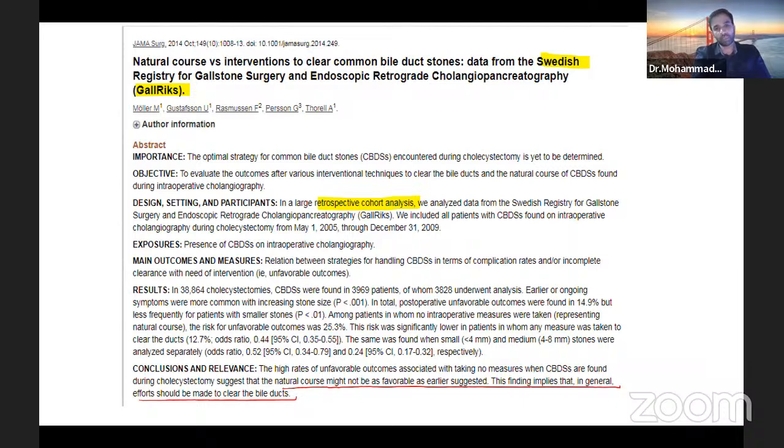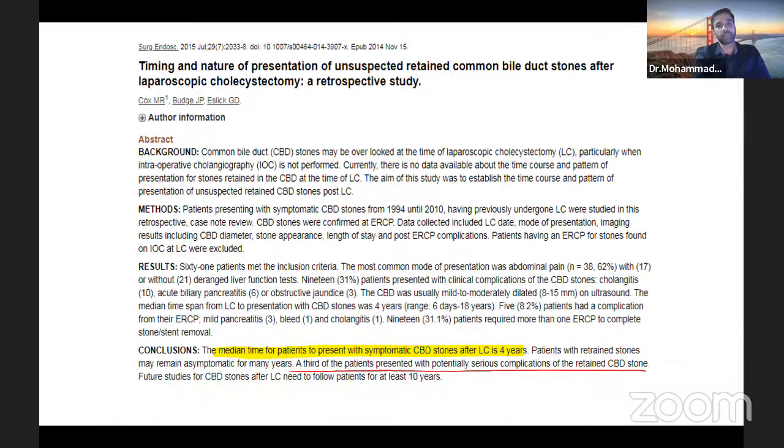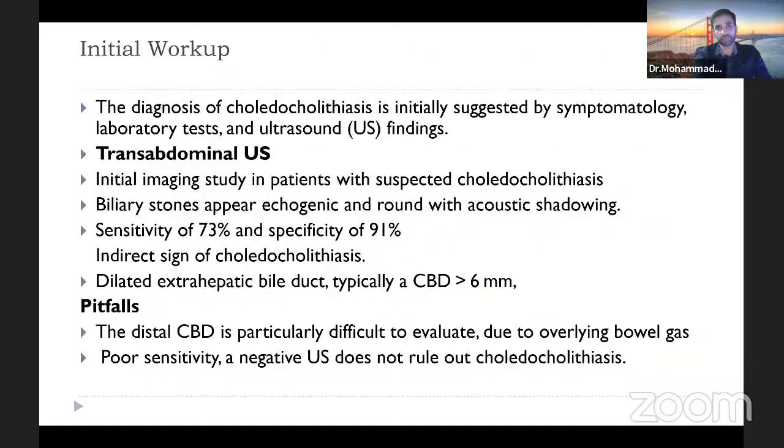They have concluded that, in general, effort should be made to treat common bile duct stones when we are dealing with cholelithiasis. And there's another paper in Surgical Endoscopy. They showed patients presenting with symptomatic CBD stones after laparoscopic cholecystectomy, even after 4 years.